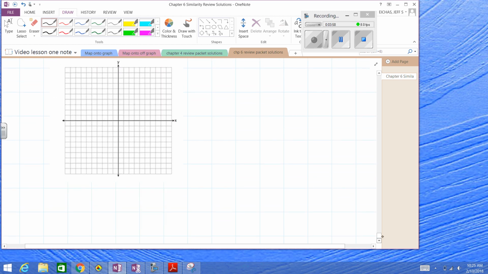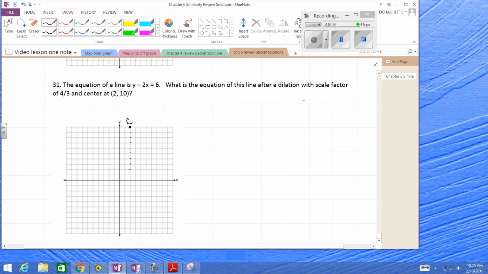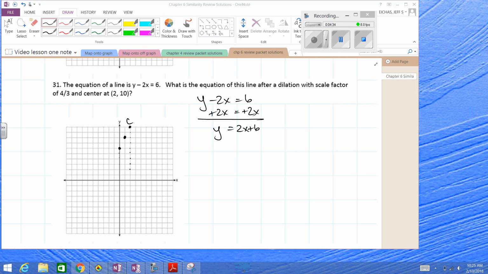All right, same type of problem down here, except no center at the origin. Our center is going to be at 2, 10. I think that's right there. Let's just double check. Yeah, that's 2, 10. That's our new center. We'll call it C. And so we have the same equation. Add 2x to both sides. So let's graph. Oh, wait a minute. So there's no work to be done. The center of dilation is on our line. So the image, this is automatic, is the same line.